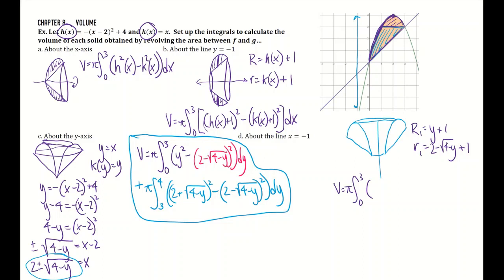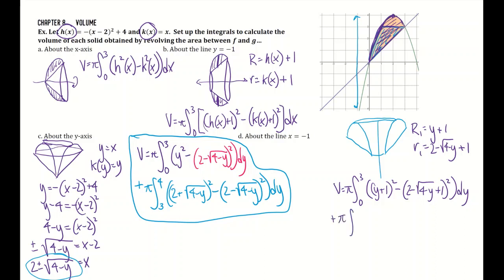So that is for this first area here between the line and the parabola. So that's going to be y plus 1 squared minus 2 minus root 4 minus y, and you can combine the 2 and the 1, I'm just not doing it right now, plus 1 squared dy. So that's going to be your first volume. You need to add it to your second volume.